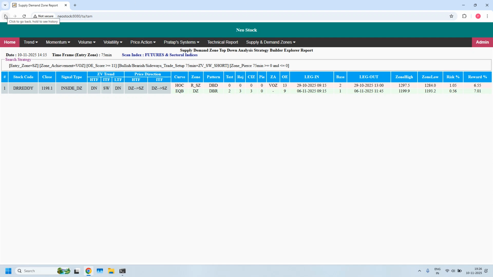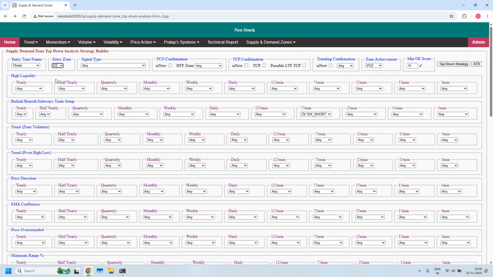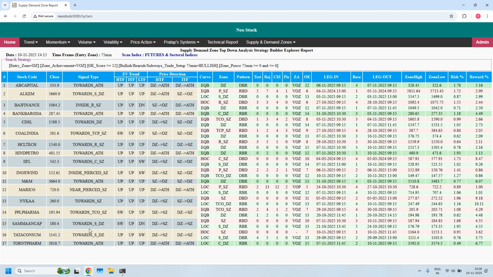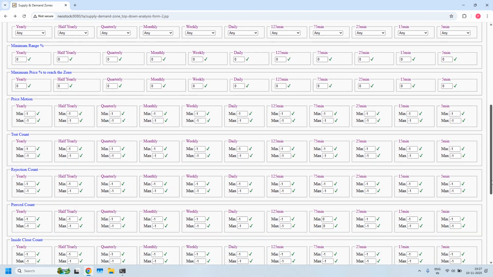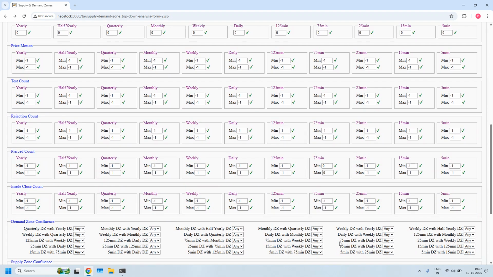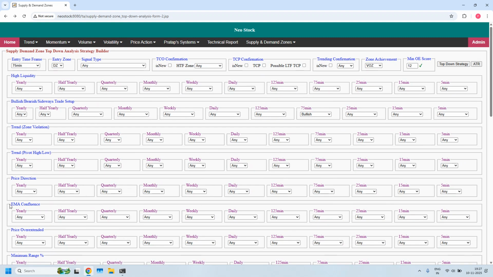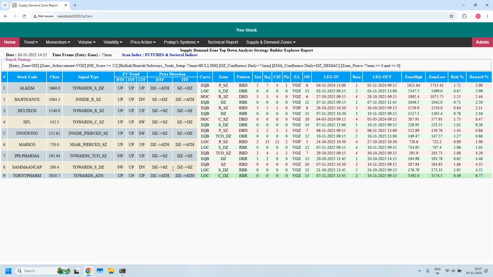Next bullish trade setup for weekly income trade. We got 17 stocks. Let's further filter based on 2 different strategies. First strategy, to find high probability zones, 75 minutes and daily demand zone confluence, and a daily demand zone with daily EMA confluence. We got 9 stocks.